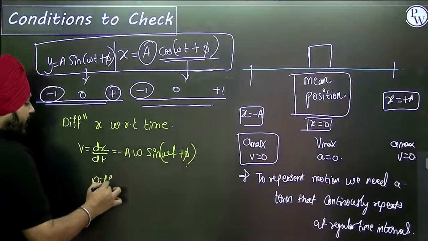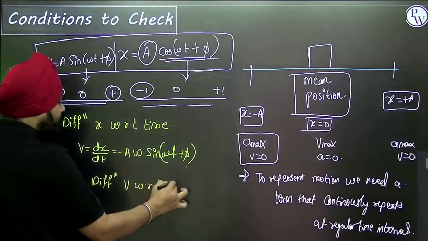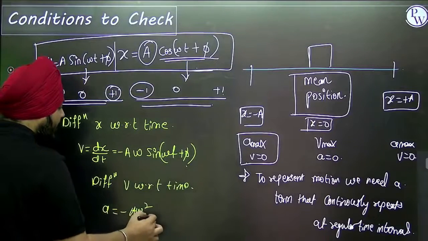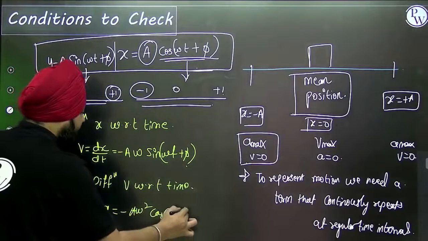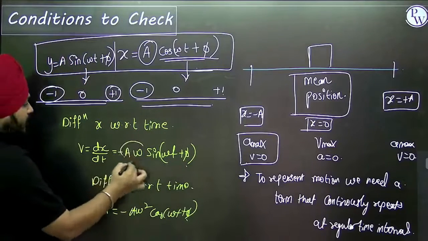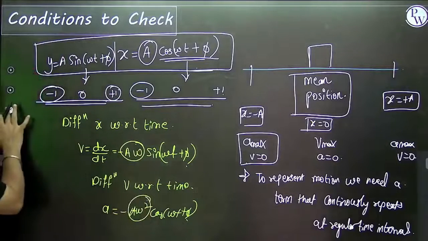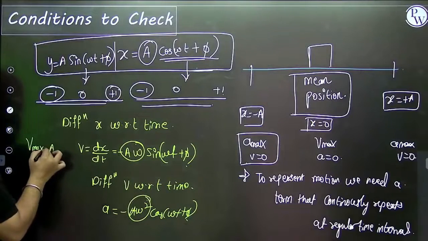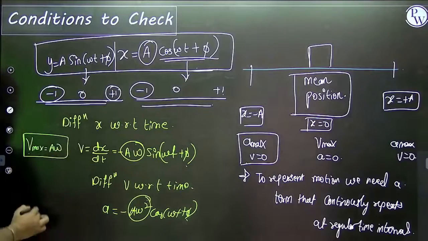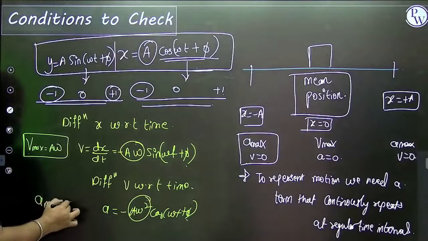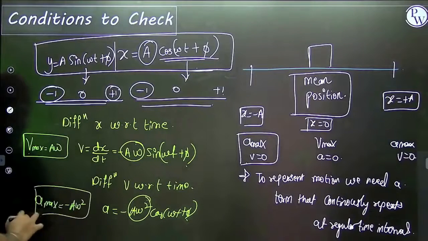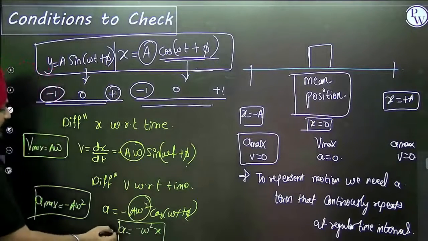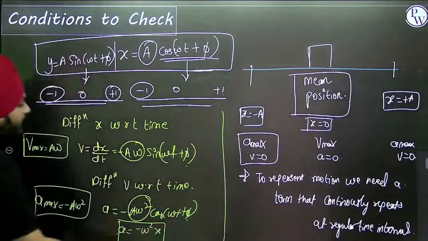Suppose again I am differentiating v with respect to time. We have the acceleration variation. A is equal to negative of A omega square cos of omega t plus phi. In another sense, this part and this part, I want to discuss in detail. Maximum velocity of the particle is A omega in terms of magnitude. Maximum acceleration of the particle is minus A omega square. If you want to write this equation, it is minus omega square x. This is a condition to check. Don't get worried, we are going to discuss this in detail.